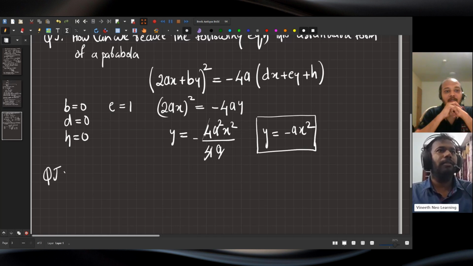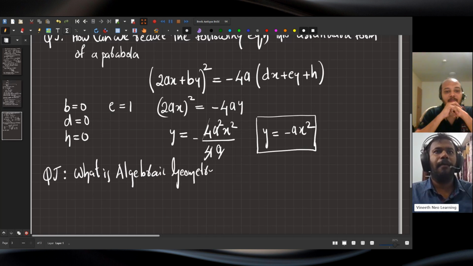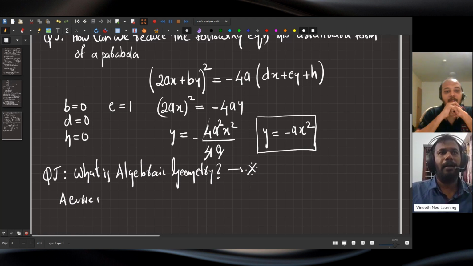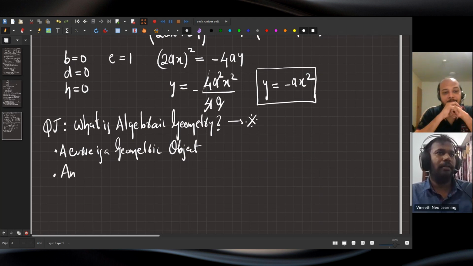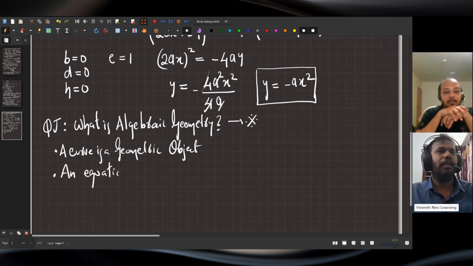What is algebraic geometry? Very important question. A curve is a geometric object. An equation is an algebraic object.